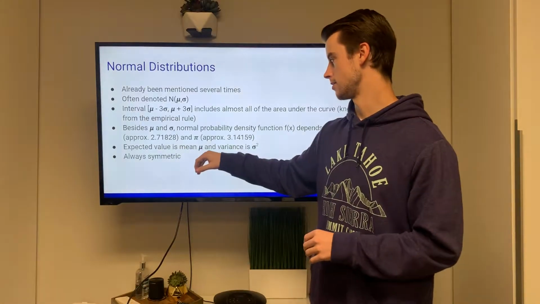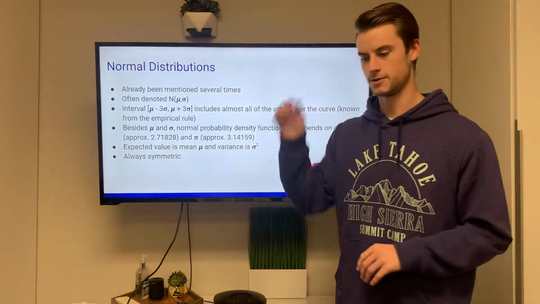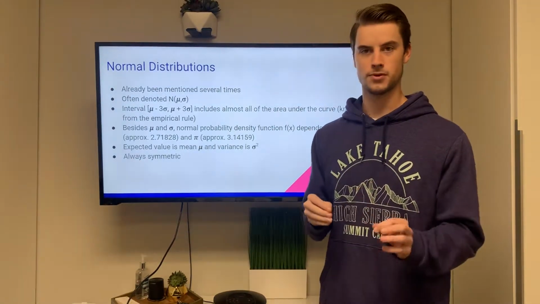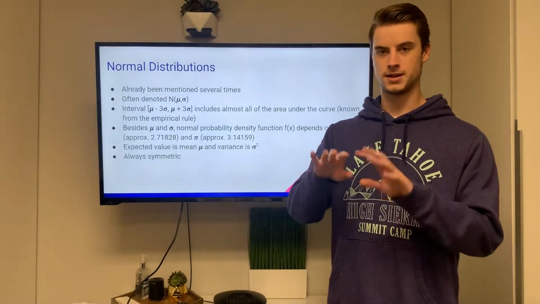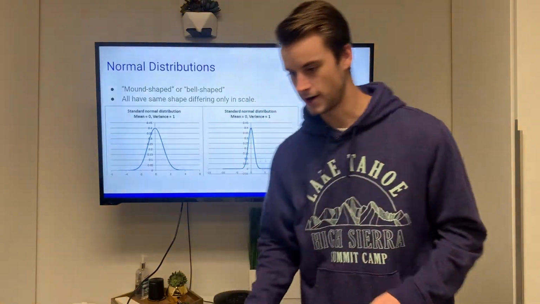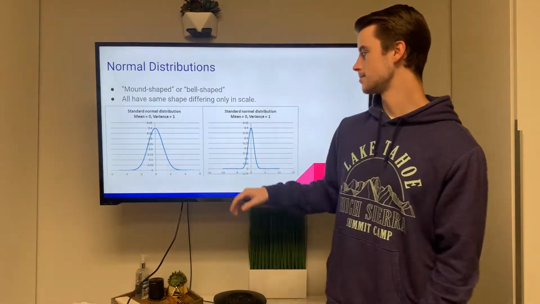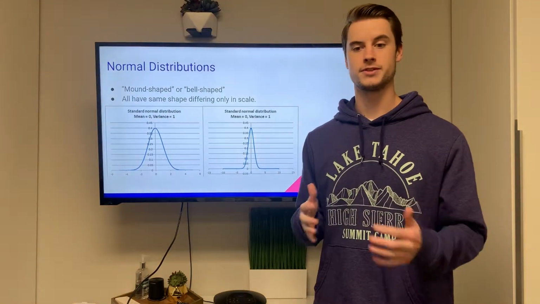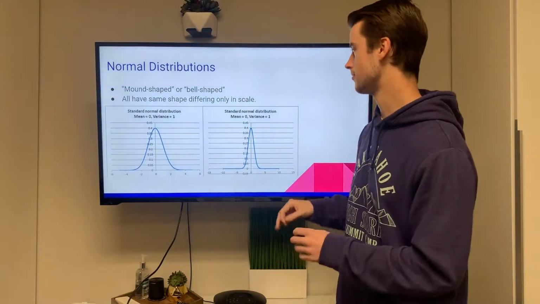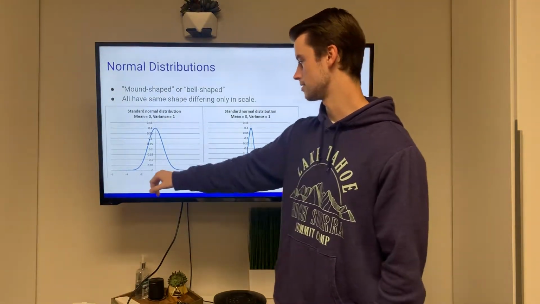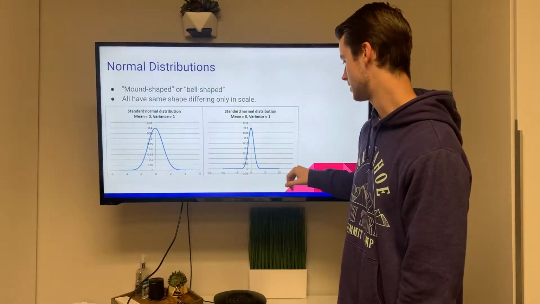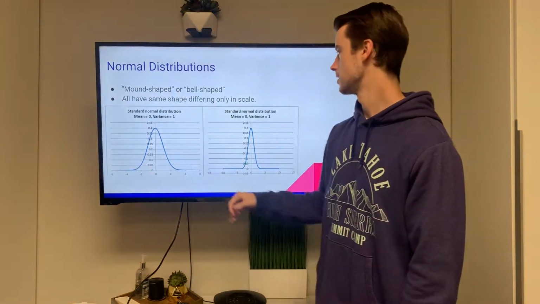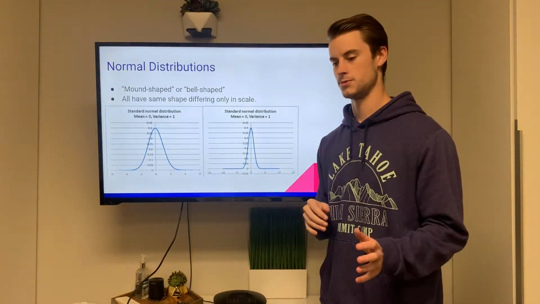Again, expected value is always the mean and variance is sigma squared, okay? And normal distributions are always symmetric. That's important, okay? You think of the symmetric as that nice bell-shaped curve, right? Mound-shaped or bell-shaped, right? We have our normal distribution here. And again, they all have similar shape. They all have the same shape. The only difference is their scale, right? If you look here, 0, 2, 4, 6, 0, 5, 10, 15, they're the same shape. They just have a different scale, okay? That's the only thing different about normal distributions, all right?